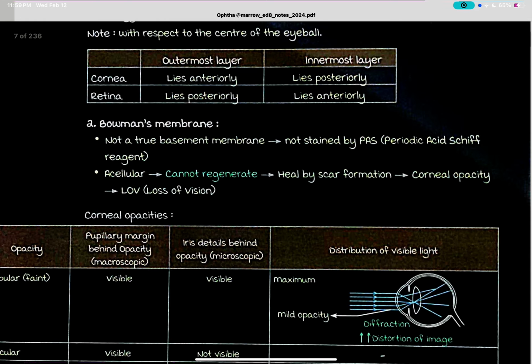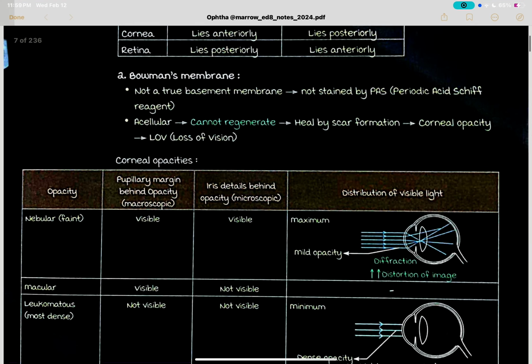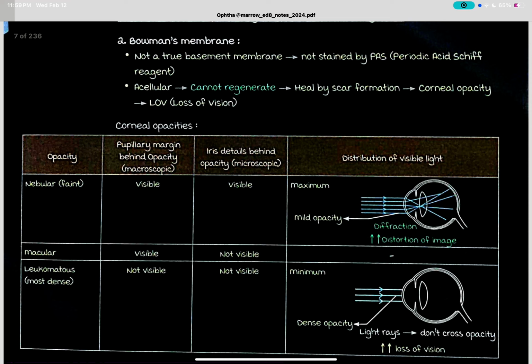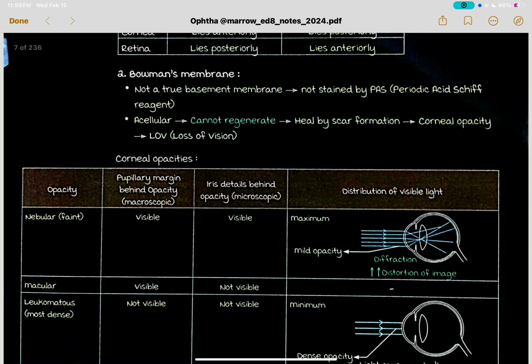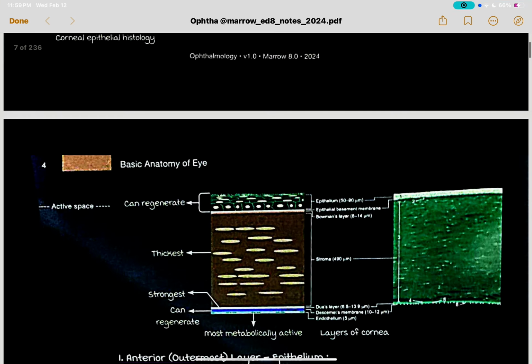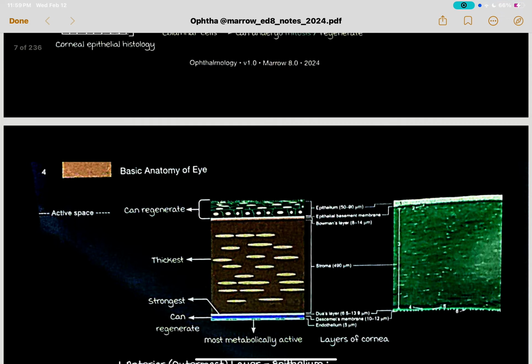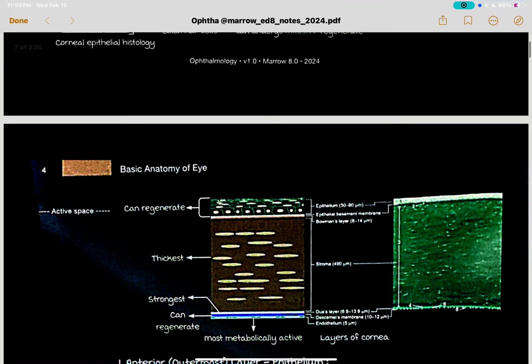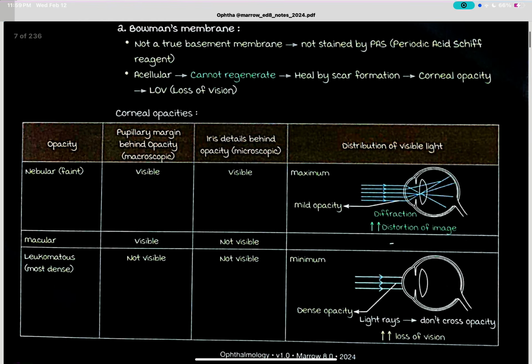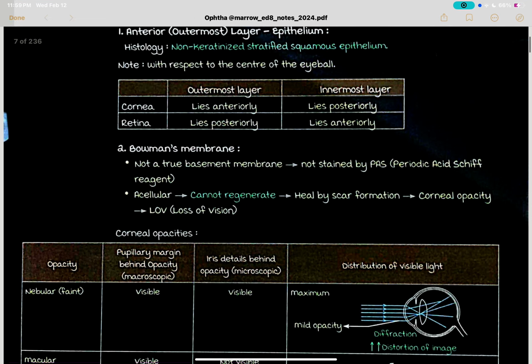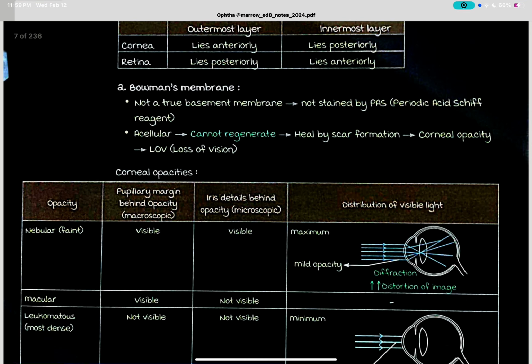We'll just skip this. Bowman's membrane is not a true basement membrane, not stained by PAS, periodic acid Schiff reagent. Where was your Bowman's membrane? Here, below the epithelial basement membrane. So why are they not considering it a true basement membrane? Because it's not being stained by PAS, periodic acid Schiff reagent.